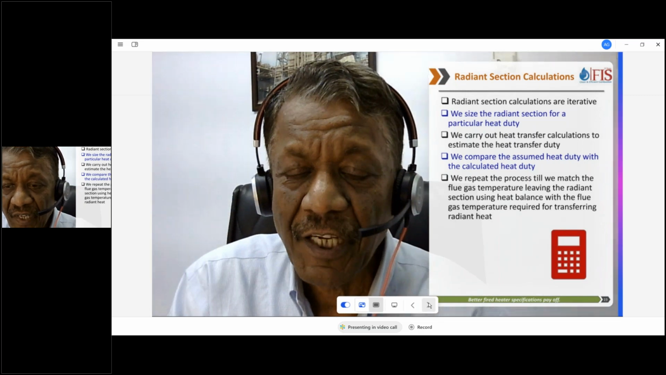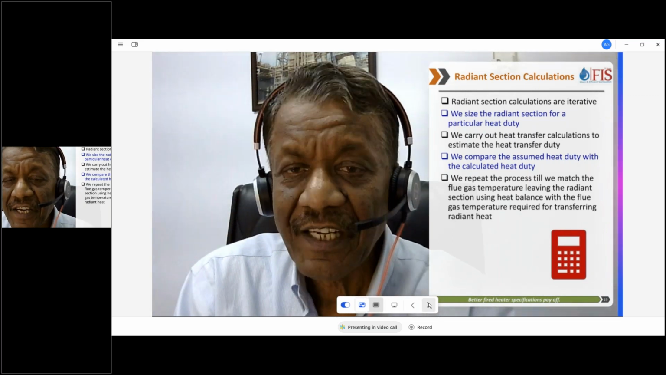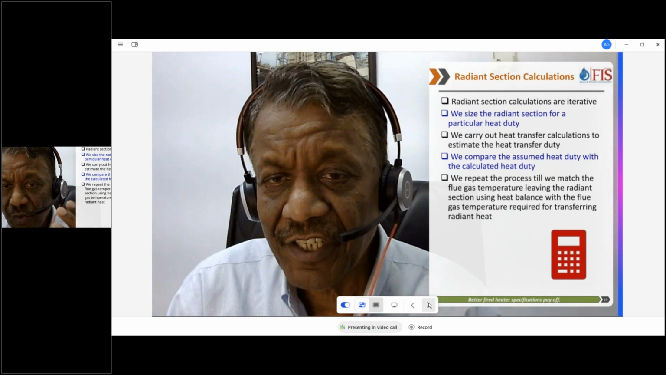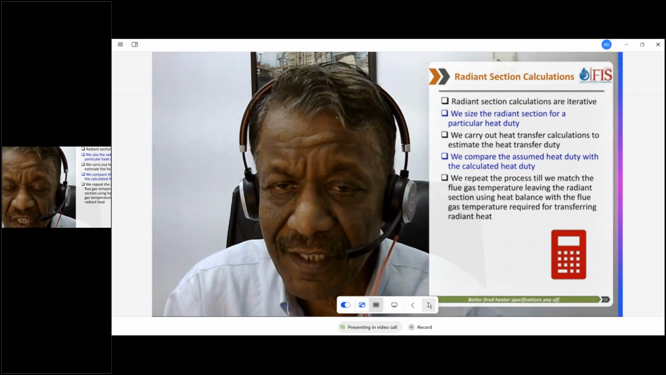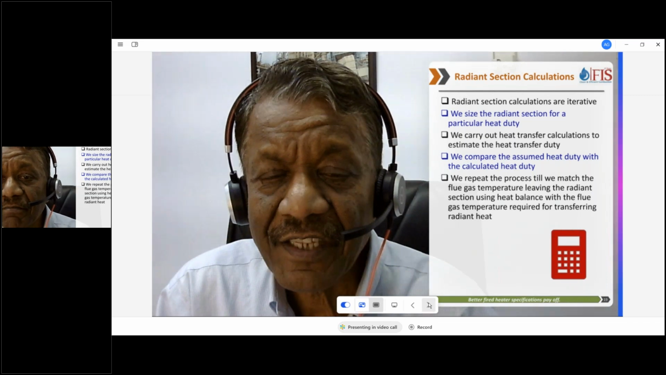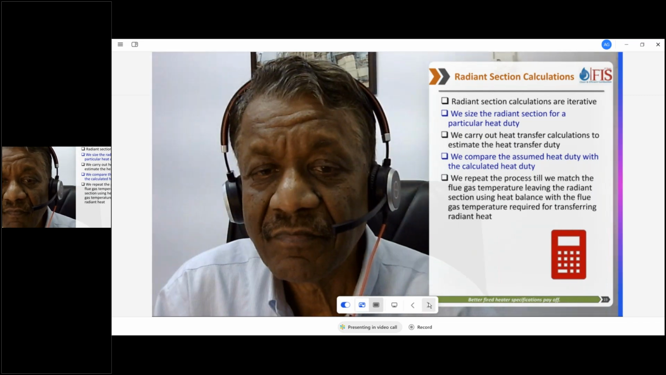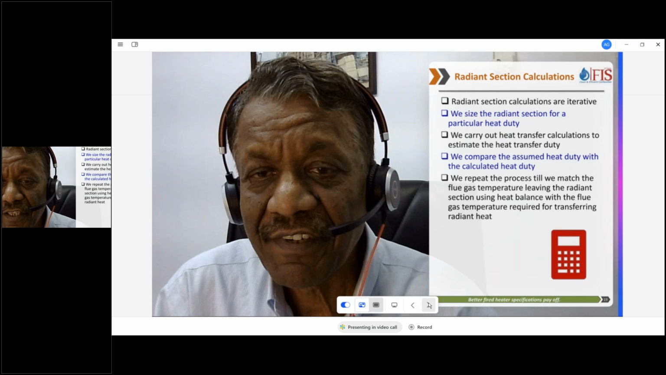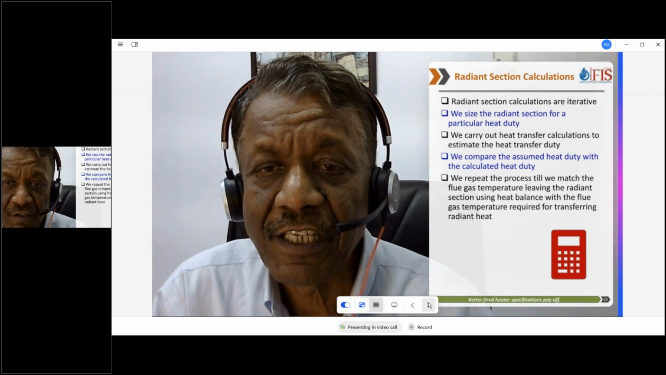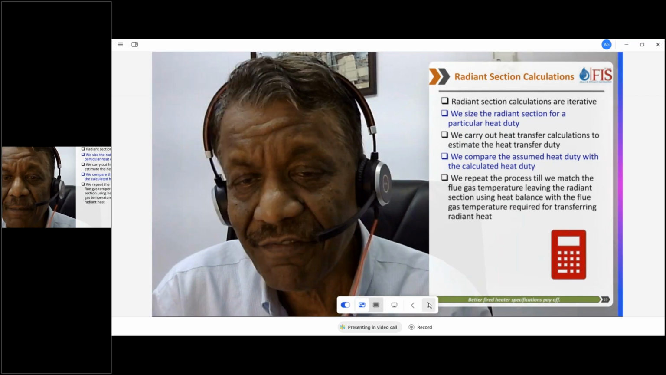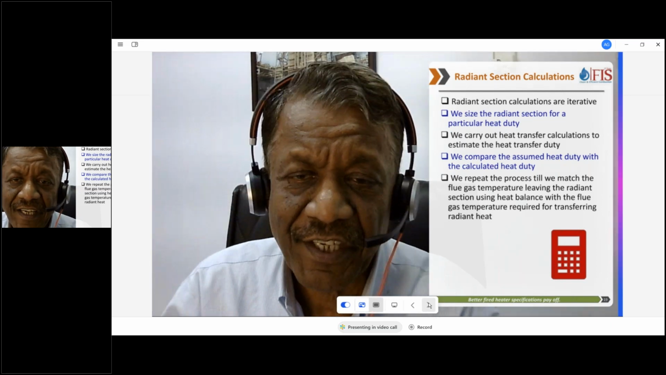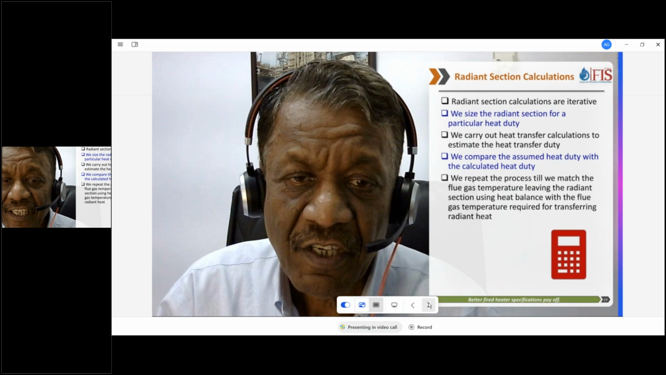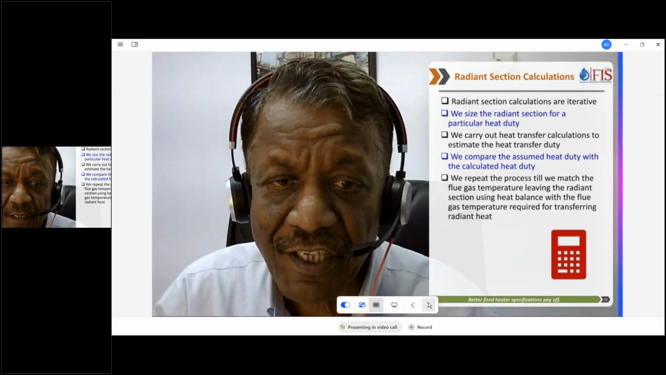We think, let us design a radiant section, let us do all these calculations of surface and coils and burners, and once that is done, we will do the heat transfer calculations and see whether we can get a balance. If we are not getting a balance, we will make adjustments to our radiant section and then do it again. So this iterative process continues till we get a balance.